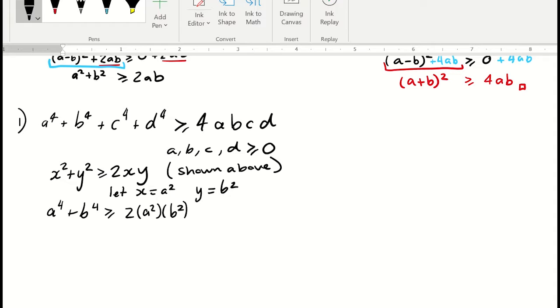So now I would do the exact same thing. I don't have to show it because I've already shown it once, but I could then assume the same thing for c^4 plus d^4 is bigger than or equal to 2c squared d squared.